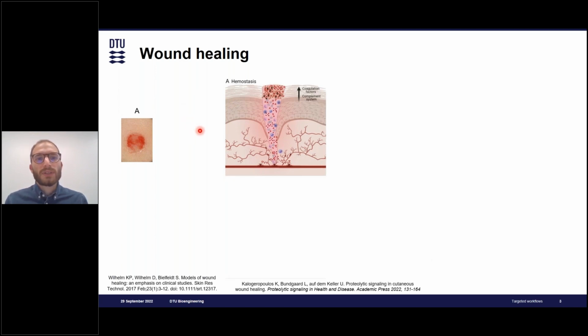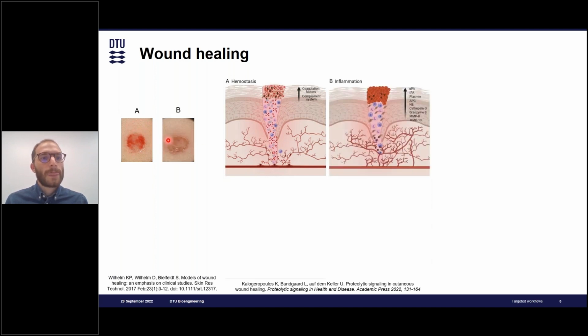First of all, upon tissue injury, the hemostasis pathway is initiated with a coordinated response by coagulation factors, platelets, and other proteins to establish the fibrin clot, restore the barrier function between the organism and the environment, and prevent hemorrhage. Here you can see how it actually looks in the skin.